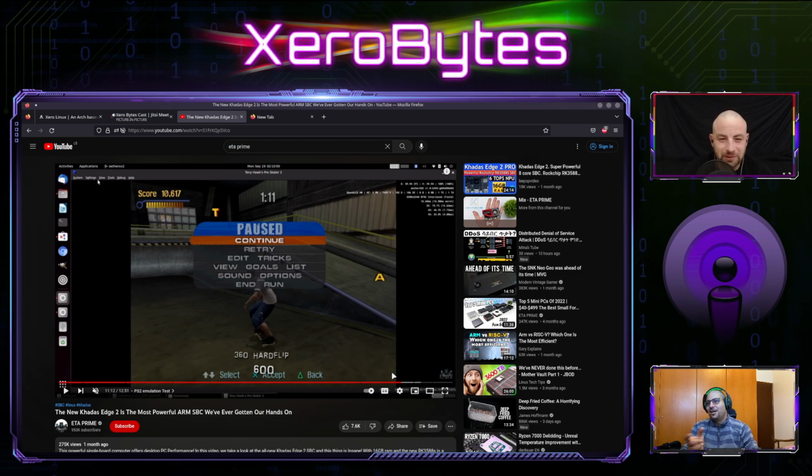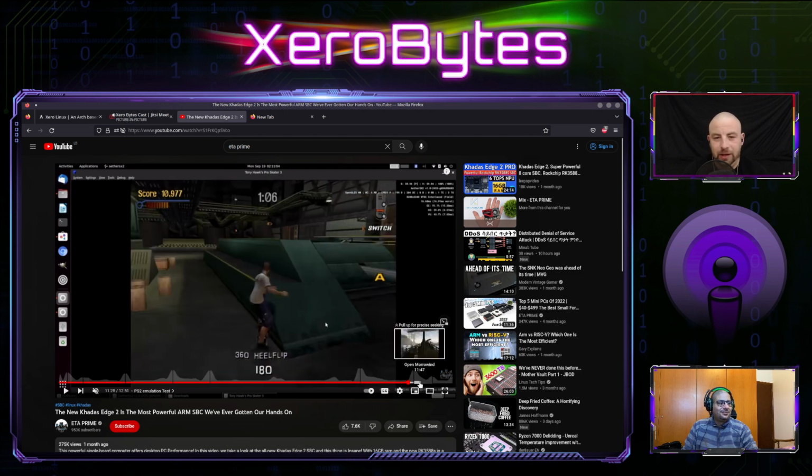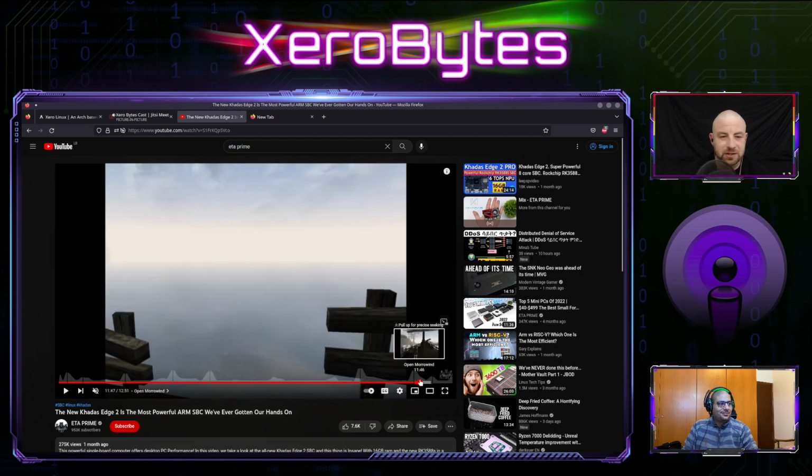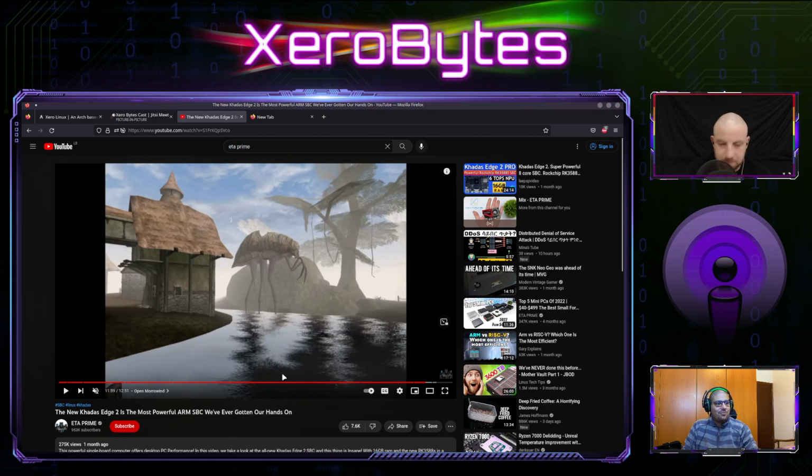But this board, not on the cheap side. It's $300. So it's not a Raspberry Pi. But you're paying for portability and a form factor that's not really adopted yet. But look at those graphics.